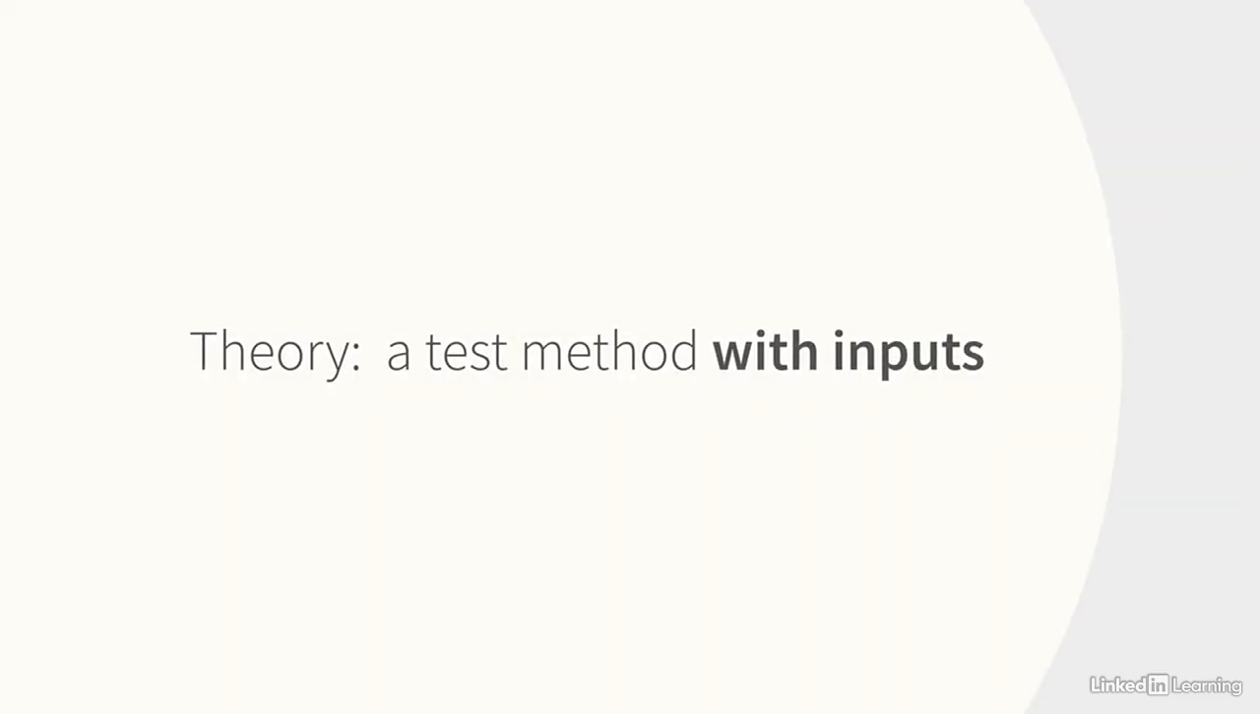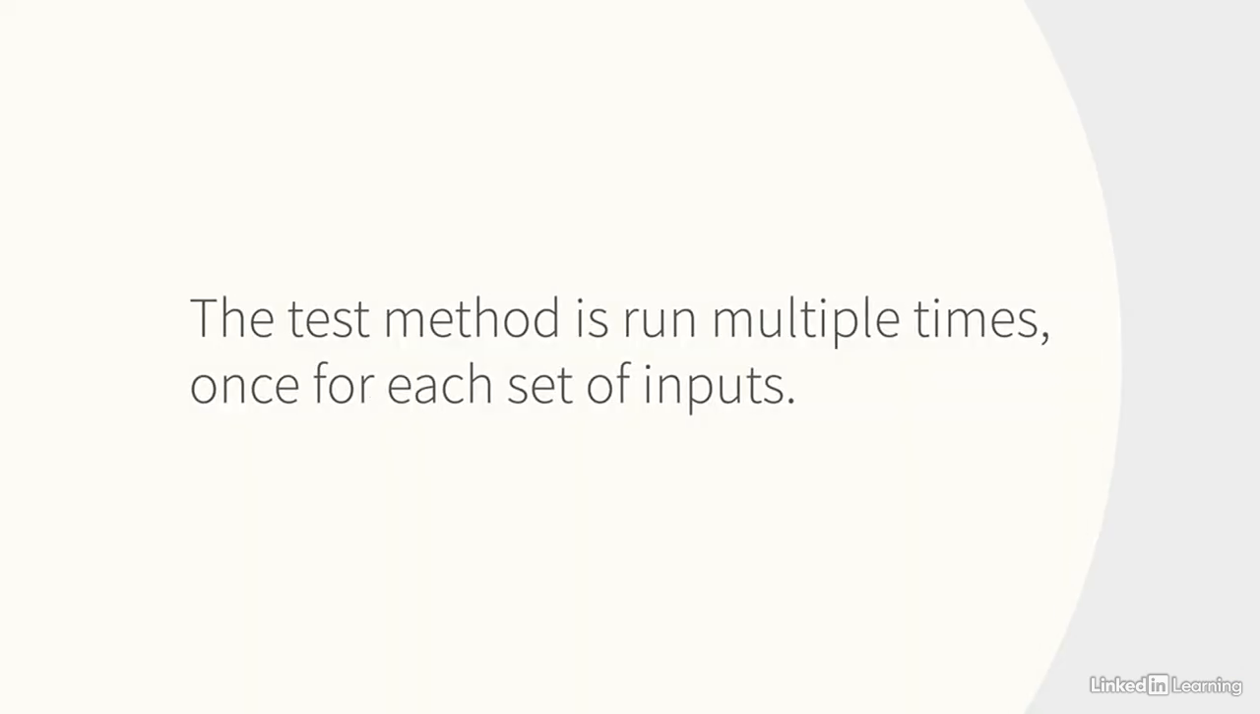In contrast, a theory in xUnit specifies that a test method does have inputs. With a theory, the test method is run multiple times, once for each set of inputs. We do this so we can test our code with different combinations of inputs. To say this another way, we create one test method, we supply a set of inputs. Our test will appear multiple times in the Test Explorer. There will be one occurrence for each test input.